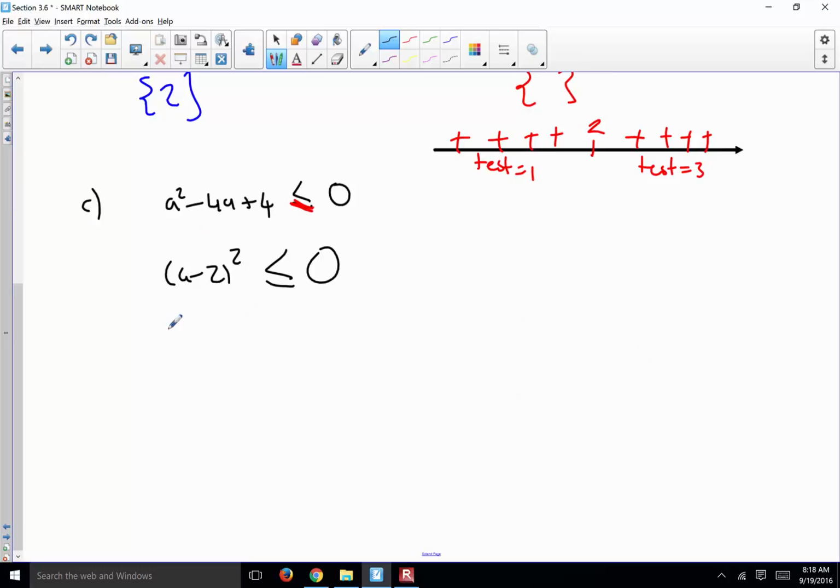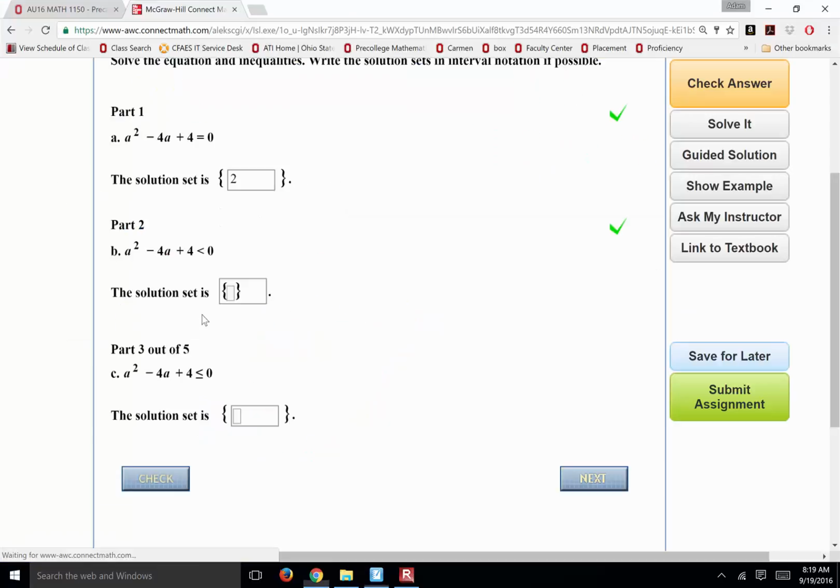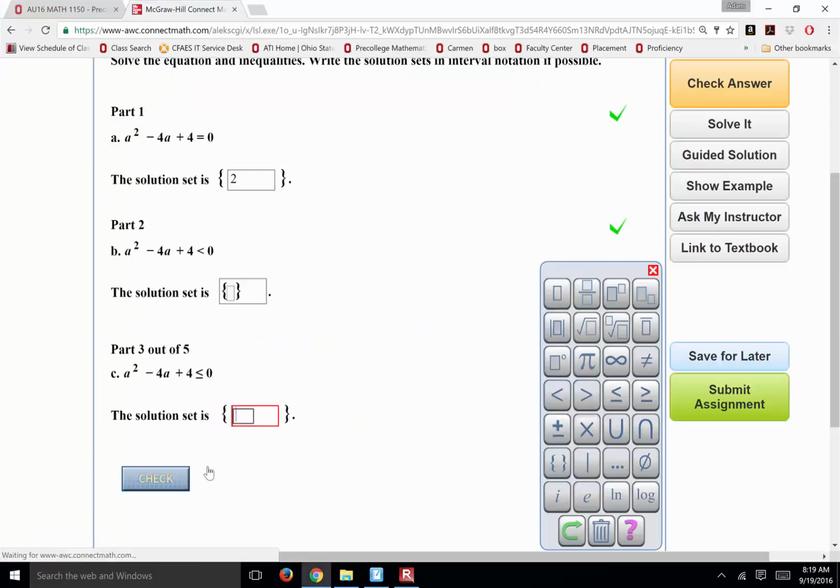So I believe this is always positive, and this means when it's going to be negative, I will go ahead and say empty set, never. Am I right? Now this says negative or 0. I know this is never negative, so empty set is the answer for this one. But it can be 0 for some values. What value makes it 0? 2. So I need to put 2 in. Count 2 in this time.